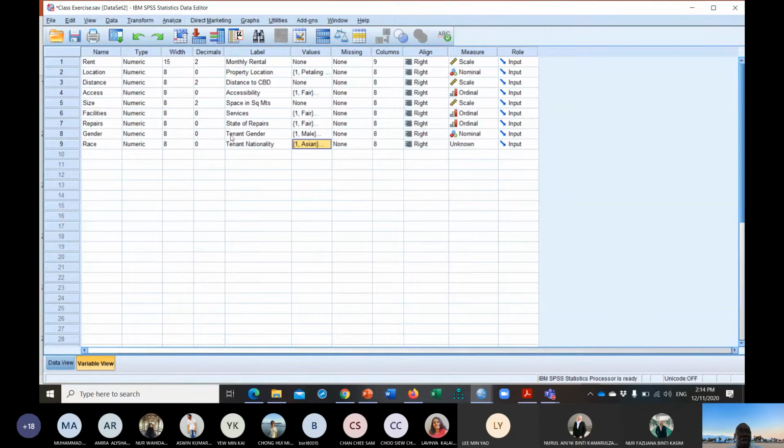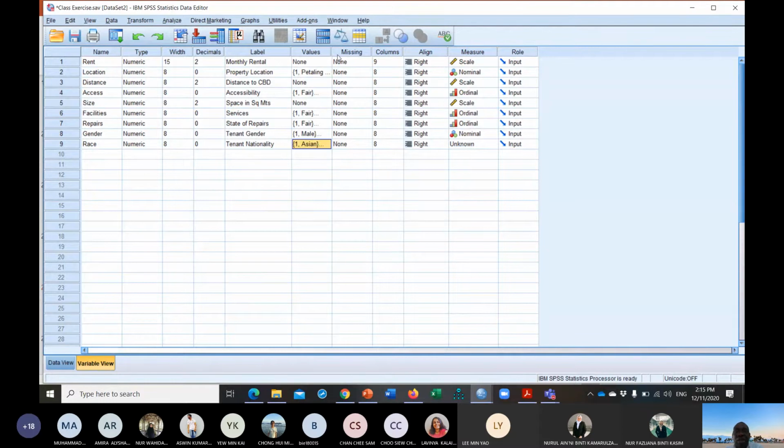State of repairs. I put the tenant gender, male or female, and I put a kind of nationality, maybe Asian, African, others. That is how I've categorized this. And that's what I put as race, whether you are from Asia, you are from Africa, or you are from the Western world, others.